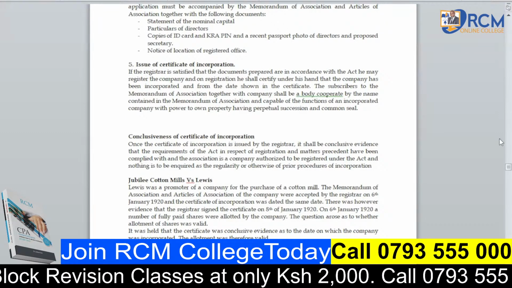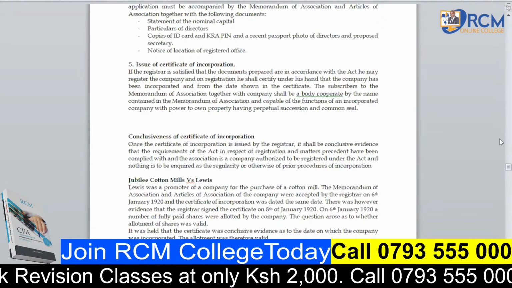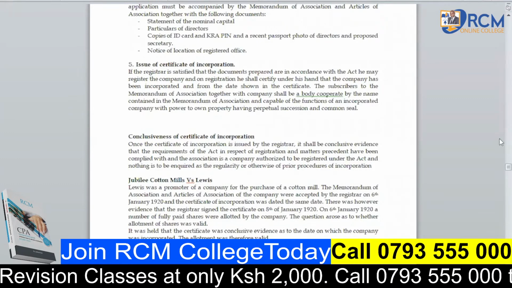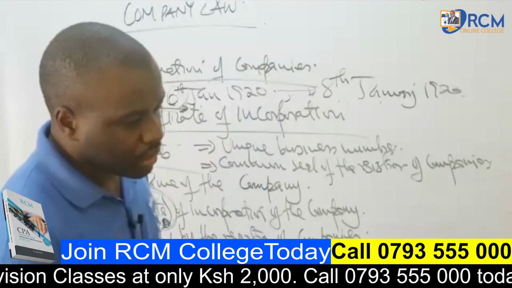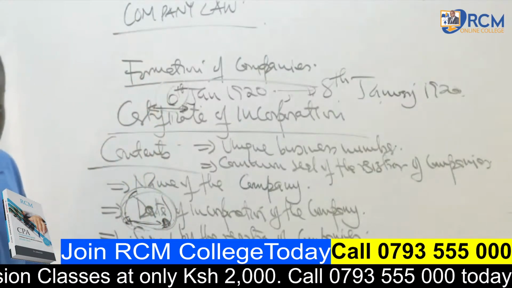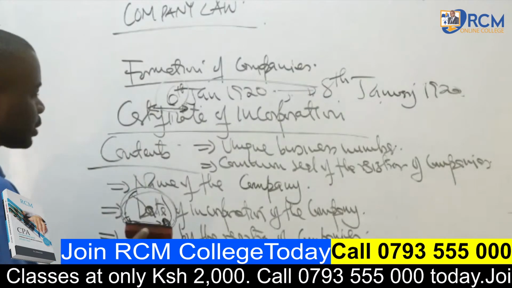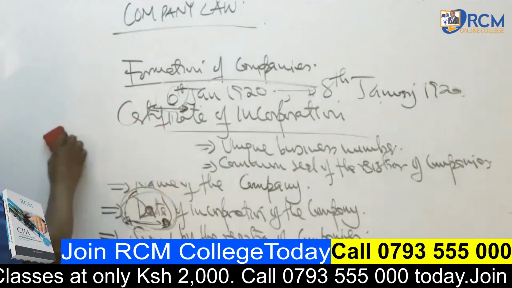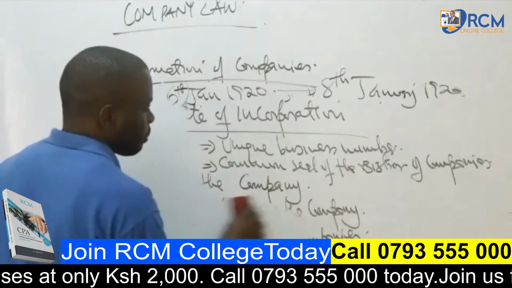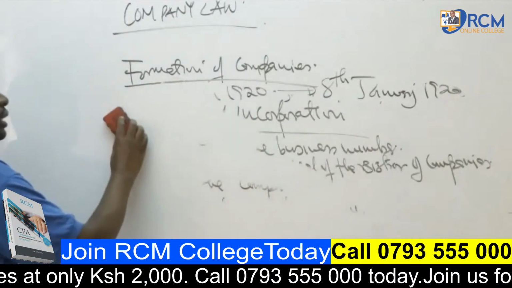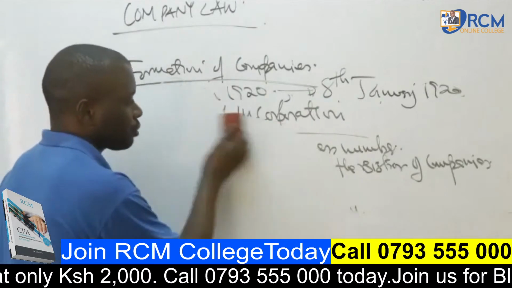So we've seen how you can incorporate or register your company. So what happens later on after you've registered your company? There are certain requirements that you must meet. Once you register your company, you'll be required to do certain things. For example, you'll open a bank account. If you want people to manage your business, you'll ensure there are people to manage your business. You'll start keeping the books of accounts. You'll start remitting the required returns to the registrar of companies.